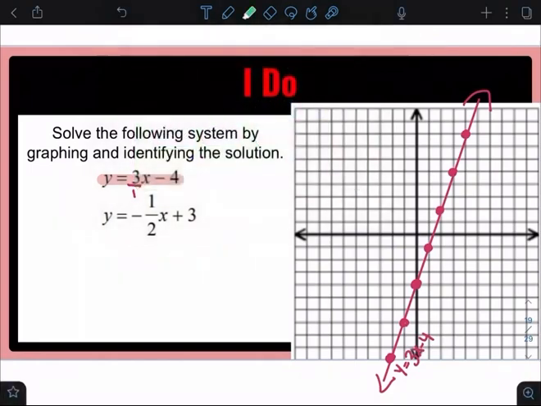Alright, let's graph this one. My y-intercept is 3, so I'm going to go up 3 and put a point. And then my slope is -1 over 2, which means go down 1 to the right 2. Down 1 to the right 2. Make sure your line looks like it's going down.